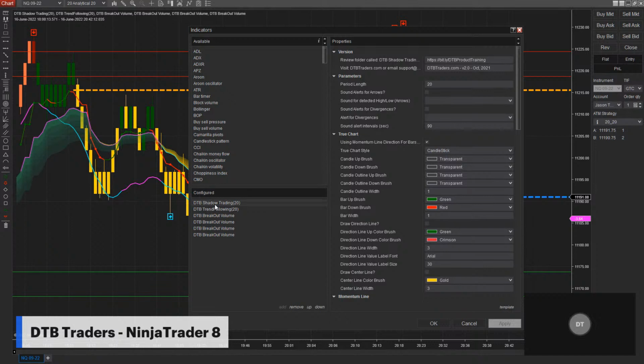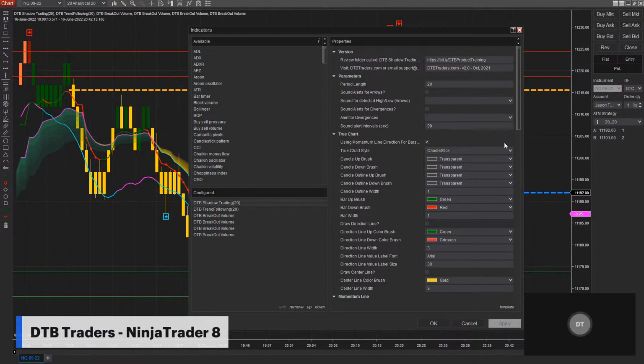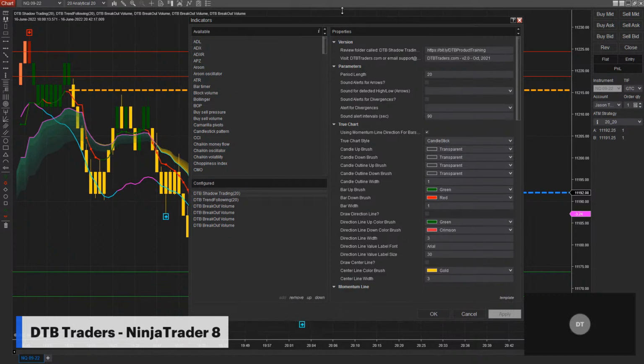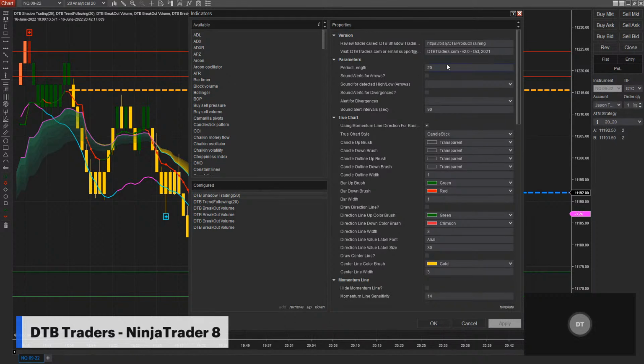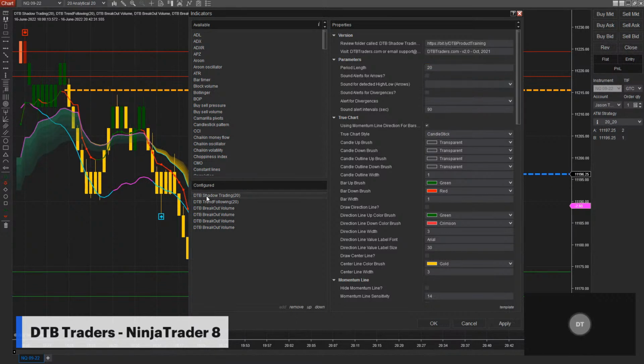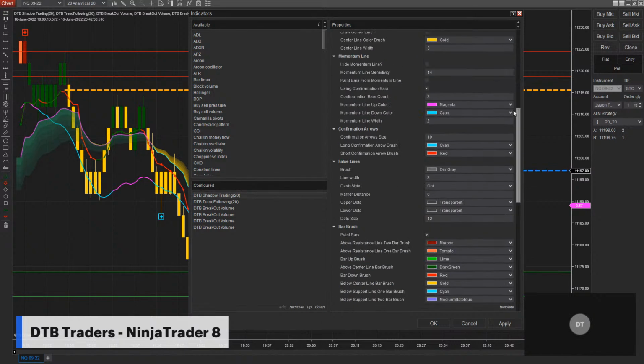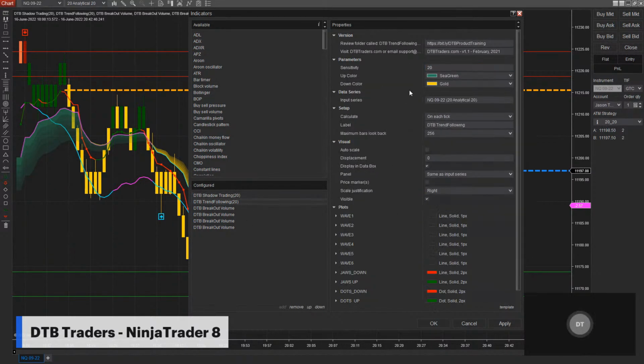And once you've done that, it is a good idea just to go and review the settings. They're supposed to carry through when you load the template, which they most of the time do, but I've had some occasions where some of the settings are not transferring across. So I'm just going to review this over here for you guys to see. We've got a 20 period for the shadow trading. Everything else is default. The trend following is also a 20 period sensitivity.